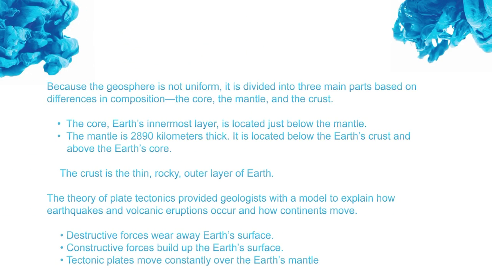Because the geosphere is not uniform, it is divided into 3 main parts based on the differences in composition: the core, the mantle, and the crust. The core, Earth's innermost layer, is located just below the mantle. The mantle is 2,890 kilometers thick. It is located below the Earth's crust and above the Earth's core. The crust is the thin, rocky outer layer of Earth.